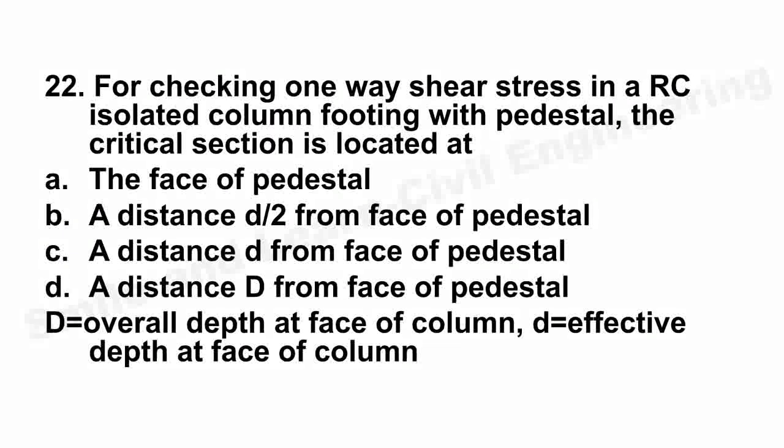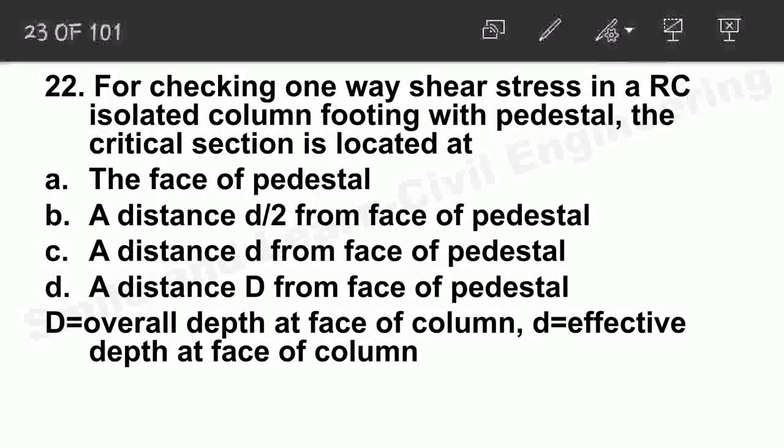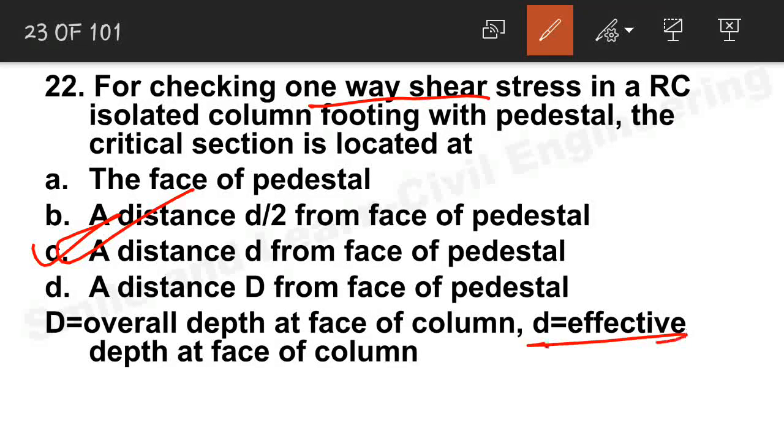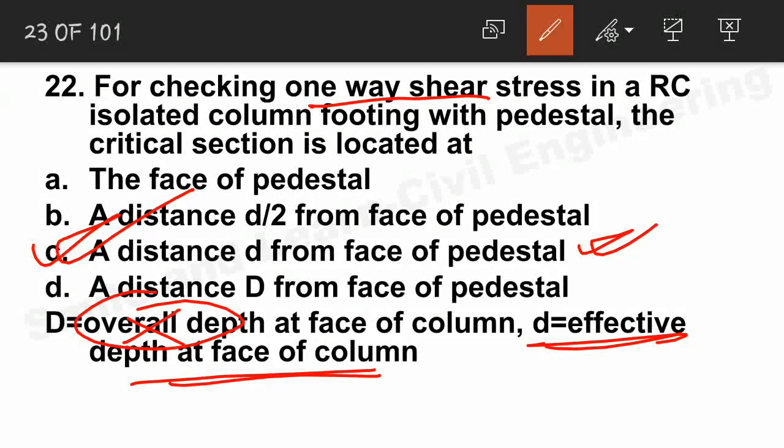Next question, for checking one-way shear stress in an RCC isolated column with pedestal, the critical section is located at, for one-way shear stress, the critical section will be at a distance d from the face of the pedestal. d is the effective depth of the column. We will not consider the overall depth, we will consider the effective depth. Option C will be the correct answer.